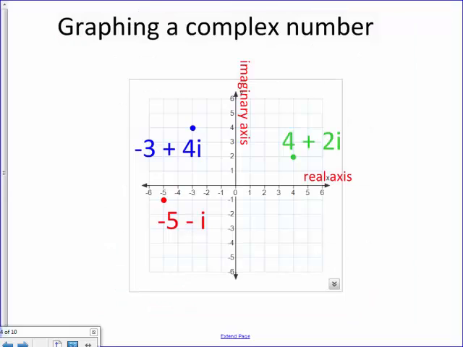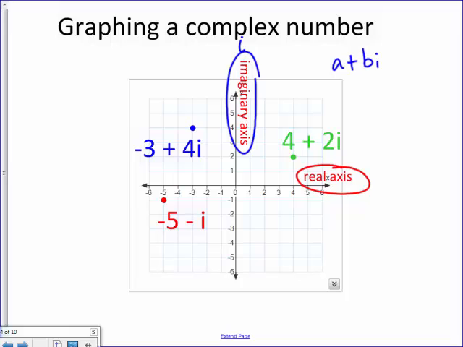And on a coordinate plane, what it looks like is our x-axis now is what we call the real axis. And our y-axis is going to be our imaginary axis. So this is going to contain our i. So if we look at some of these coordinates here, it's not like an ordered pair. It's going to be something written in that a plus bi form. That's how we graph it.